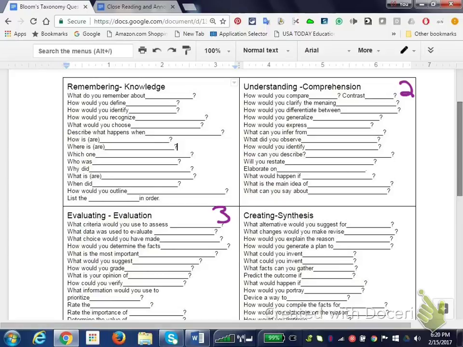Now, you also have the level 3 questions. What criteria would you use to assess? What data was used to evaluate? What choice would you have made? How would you determine the facts? What is the most important? What would you suggest? How would you grade? What is your opinion of? How would you verify? What information would you use to prioritize? Rate the importance of, and determine the value of.